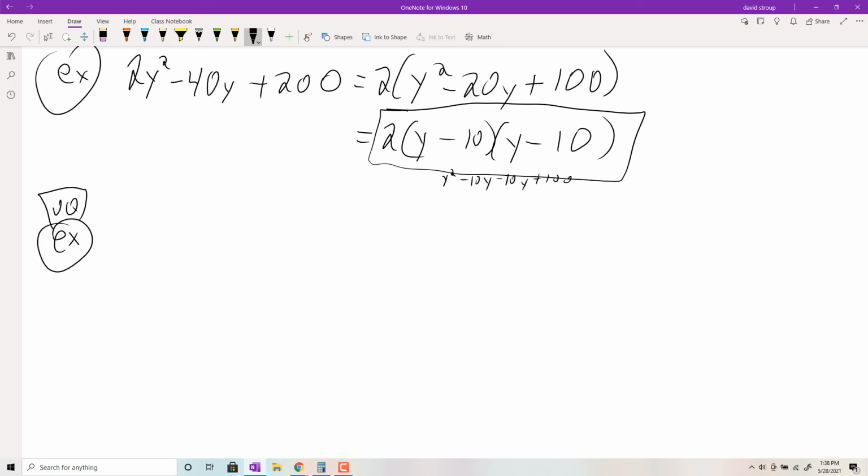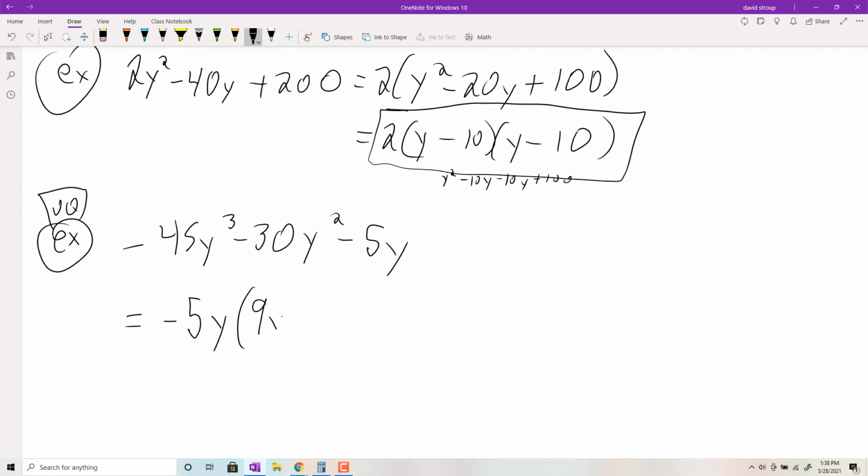Okay. So anyways, the video quiz question, negative 45y cubed minus 30y squared minus 5y. Okay, so I have a leading negative. I don't like those negatives, so I'm going to factor that out with the GCF. So I have a negative, and it looks like I could factor out a 5 from each term and also a y. Okay, so I'll end up with 9y squared plus, because I have to change the sign, I factor out a negative, so plus 6y, and then plus just 1.